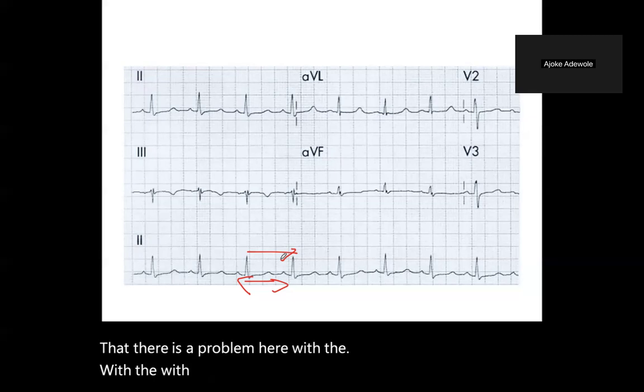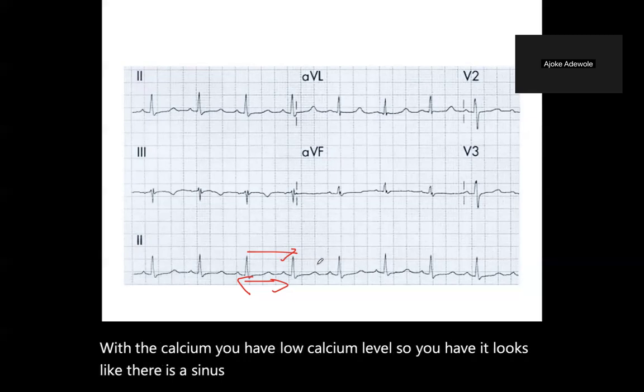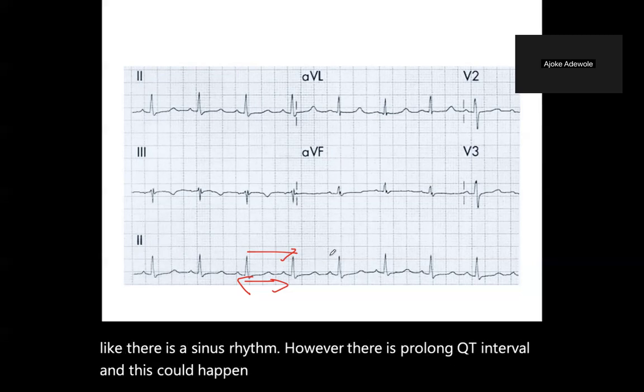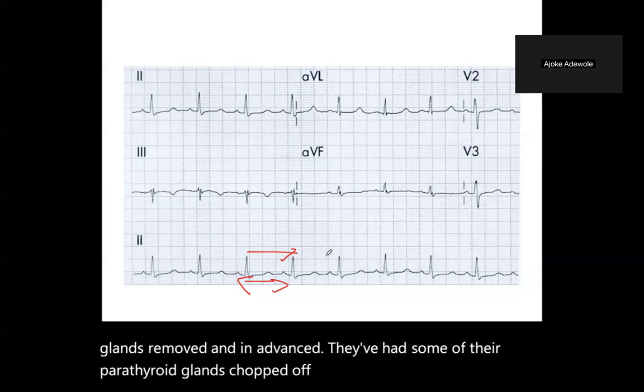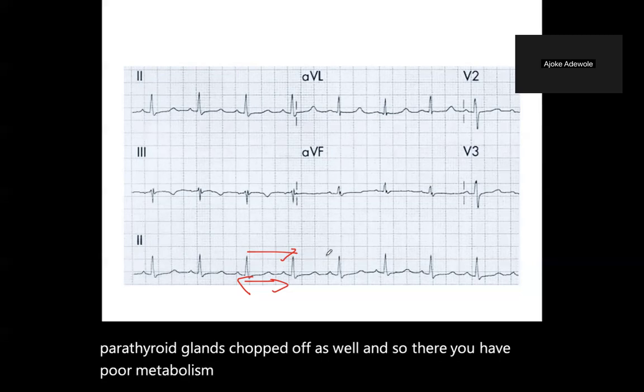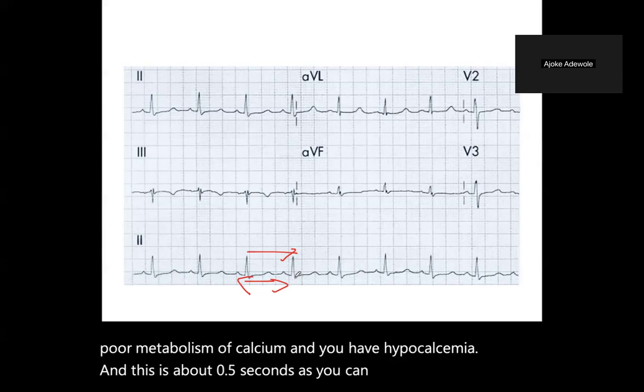You have low calcium levels. It looks like there is a sinus rhythm. However, there's a prolonged QT interval, and this could happen after a thyroidectomy. They've had their thyroid glands removed, and inadvertently they've had some of their parathyroid glands removed as well. And so here you have poor metabolism of calcium, and you have hypocalcemia. And this is about 0.5 seconds, about 500 milliseconds here as well.